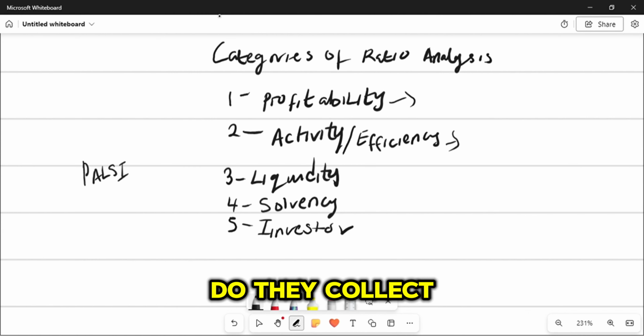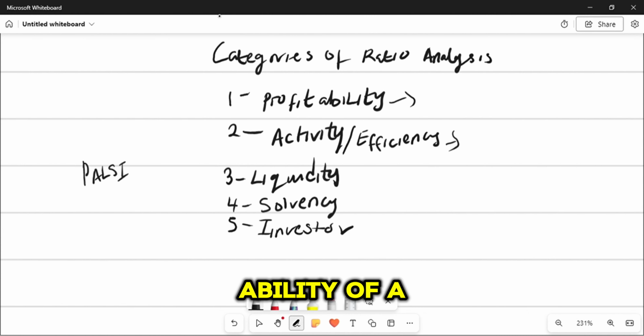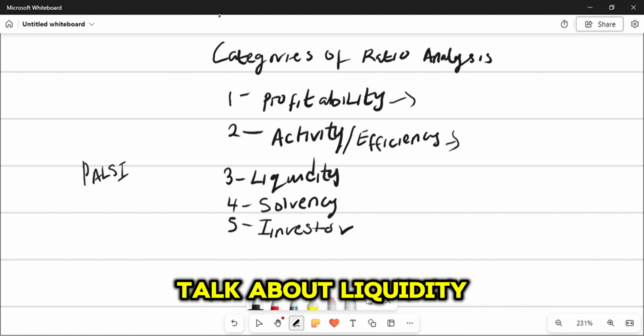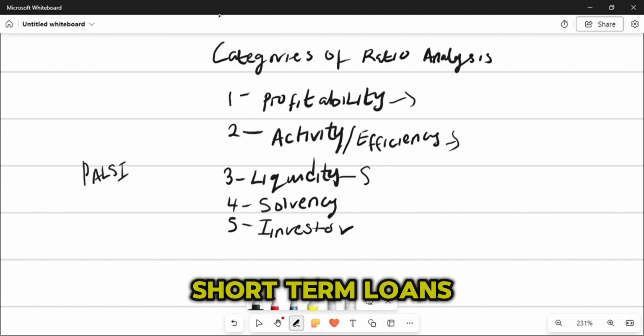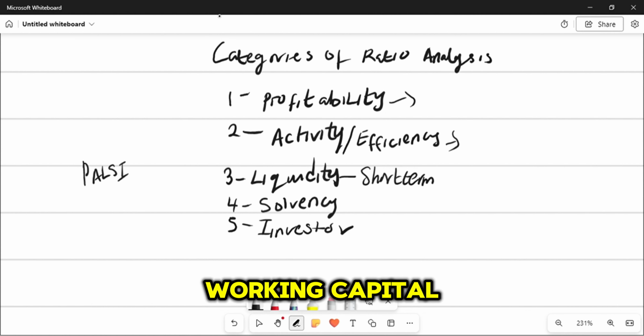How often do they collect their debts? How do they pay their debts? They are basically their efficiency. Talk about liquidity. Liquidity talks about the ability of a company to pay up short-term loans. So when we talk about liquidity, we talk about the ability of a company to pay up short-term loans, or maybe working capital. It has to do with the company's working capital basically.